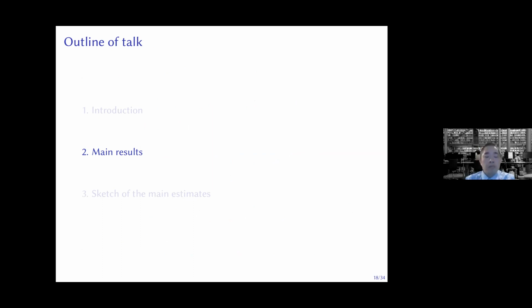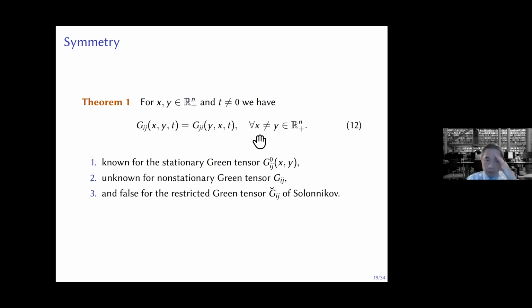Okay, now I describe our main result. The first result is the symmetry. For x, y in the upper half space and non-zero time, G_ij(x,y,t) equals G_ji(y,x,t). So we switch x and y, and we also switch i and j. This was known for the stationary case, and it was unknown for the non-stationary case. And it is false for the tensor of Solonnikov. This is the first theorem.